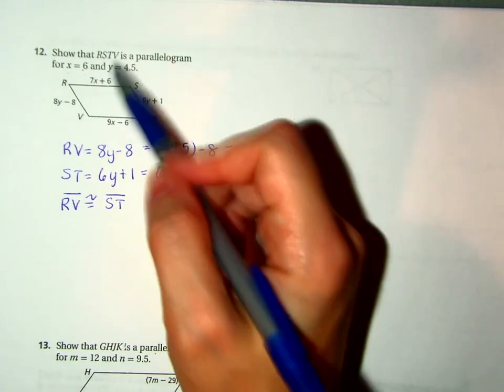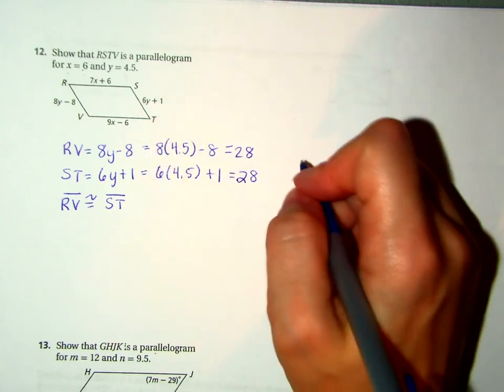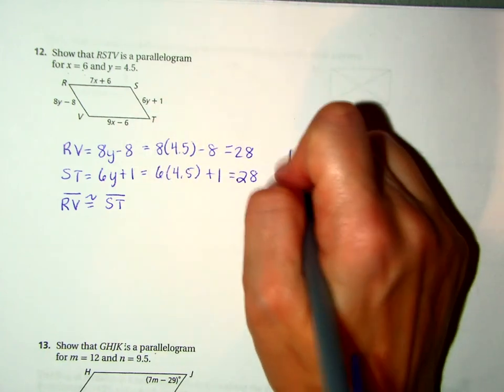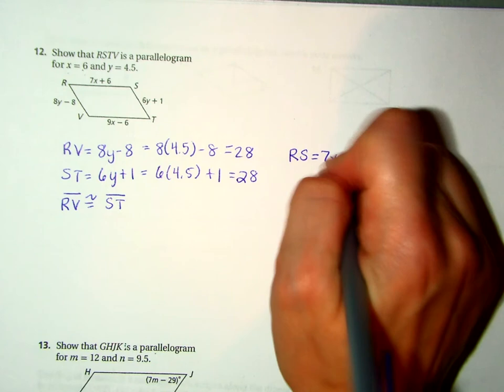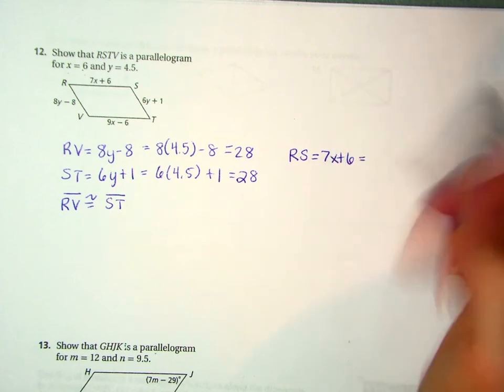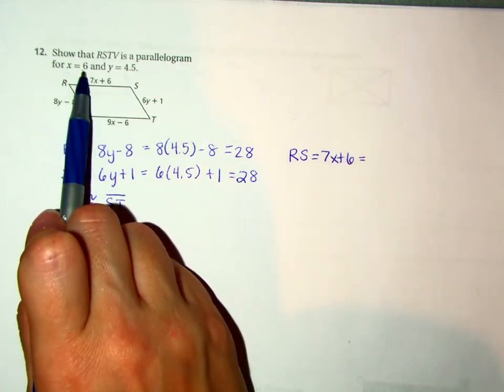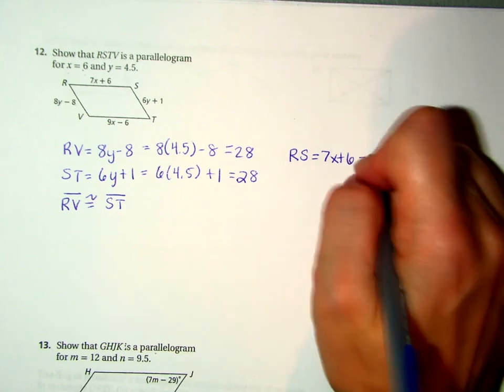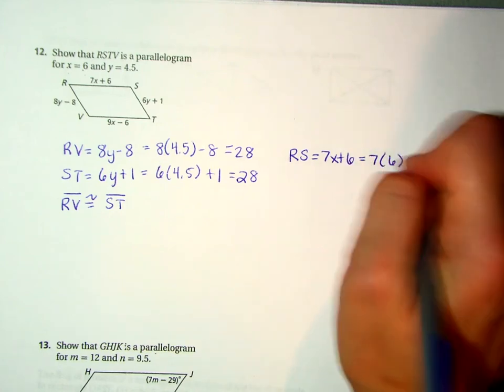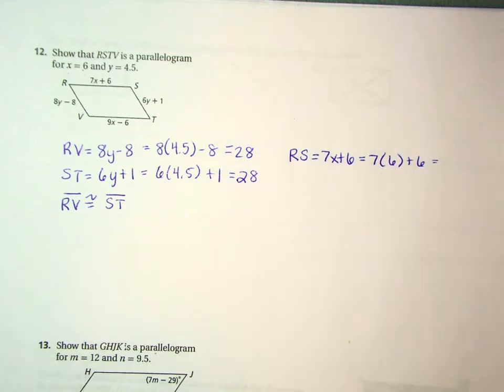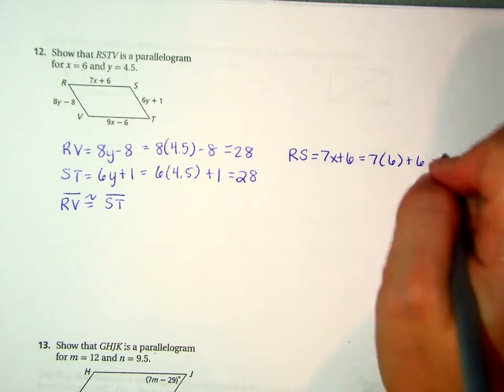We got to do this for the other side as well. So let's go ahead and take our S, which is 7x plus 6, and we're going to put that x value that they gave to me in it. So x is 6. So 7 times 6 plus 6. So again, you're going to do 7 times 6, which is 42, plus 6, which is 48.